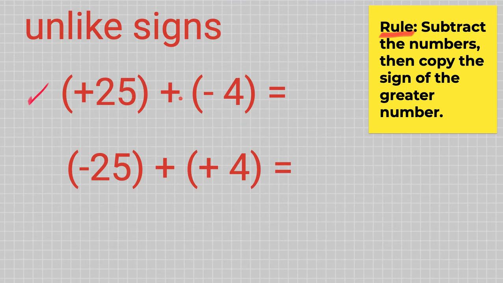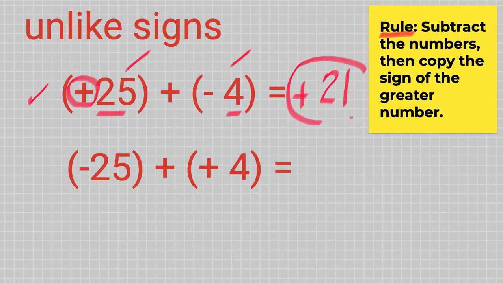Now let's try this one. Positive 25 plus negative 4. Since the signs are not the same, we will subtract the numbers. 25 minus 4 gives us 21. After that, check the numbers between 25 and 4, which is greater? Of course, 25, that's good. So since 25 is greater than 4, we need to copy the sign of 25, and that is positive. So positive 25 plus negative 4, the answer is positive 21.